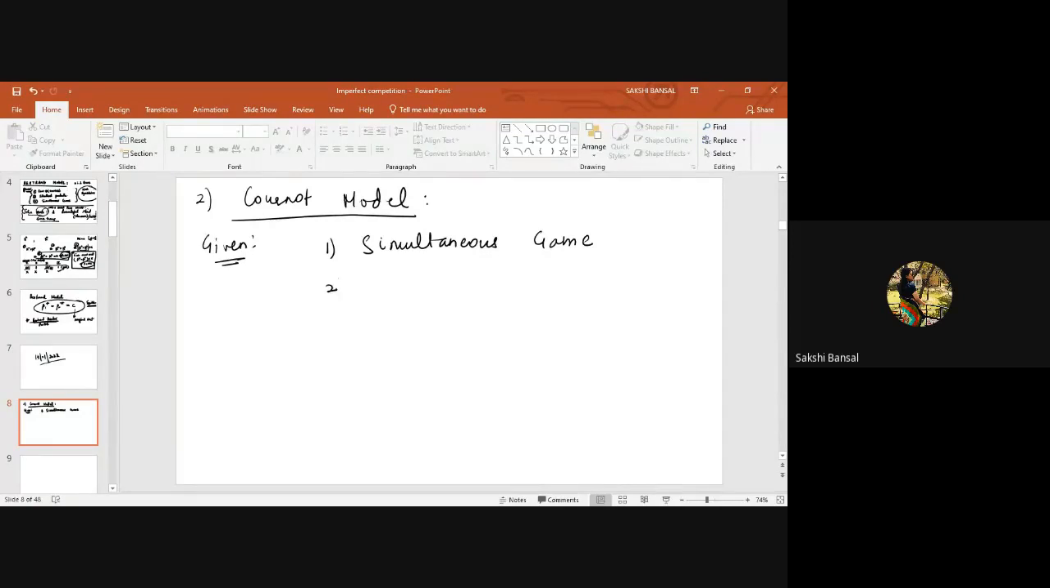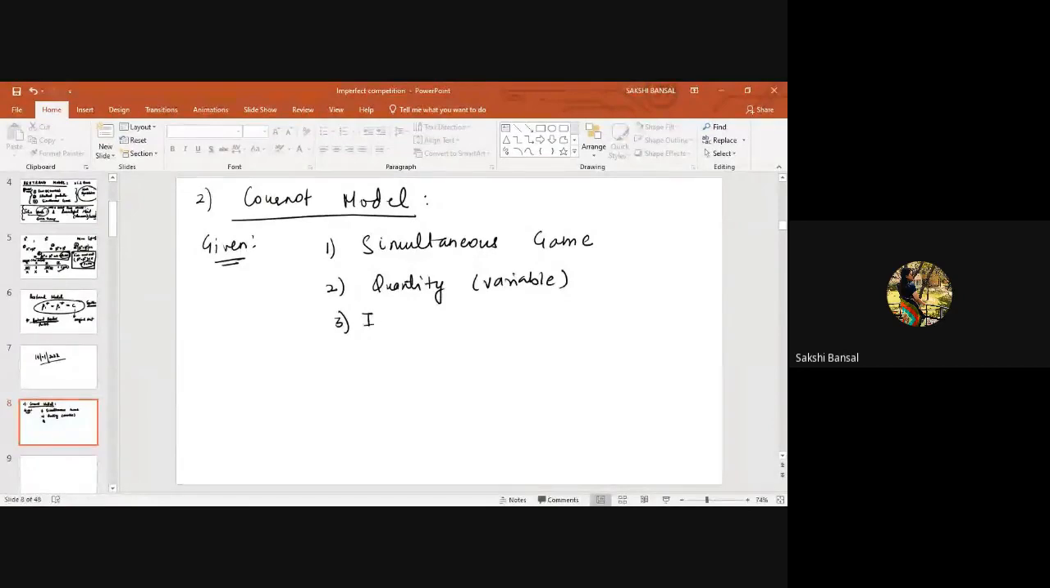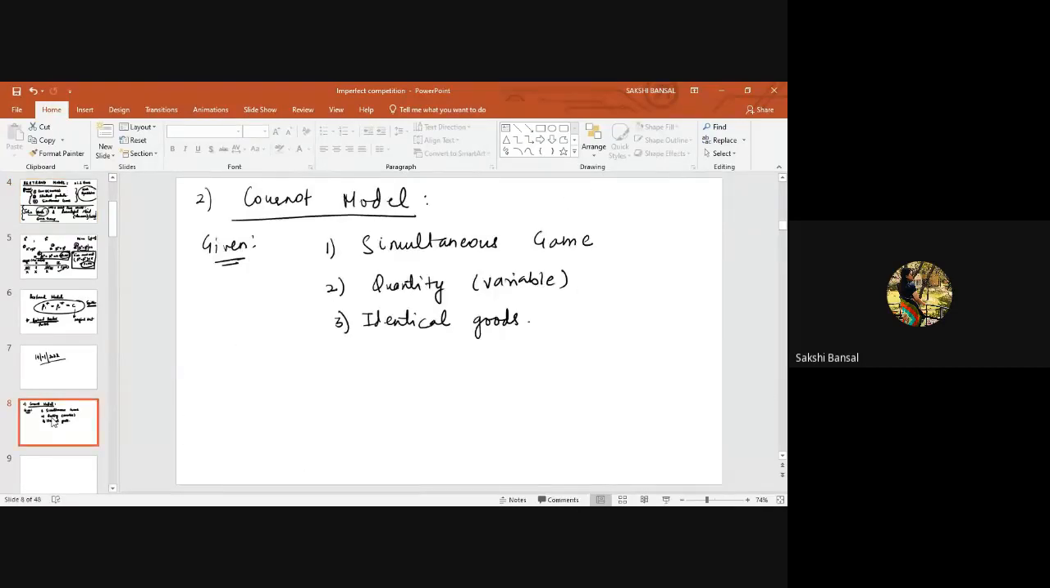Second, I am choosing quantities rather than prices. That means I'm taking quantity as my variable. Third, I am taking identical products. That means homogeneous products. Both are selling the same identical products. So that means when I'm talking about Bertrand, one thing is different, that is price as my variable. Here, I am taking quantity as my variable.